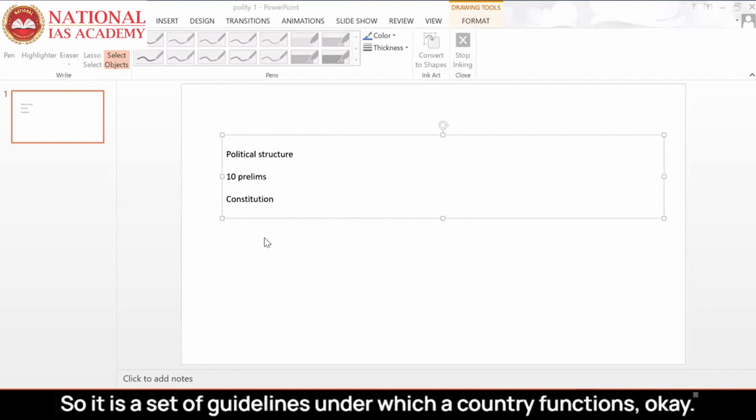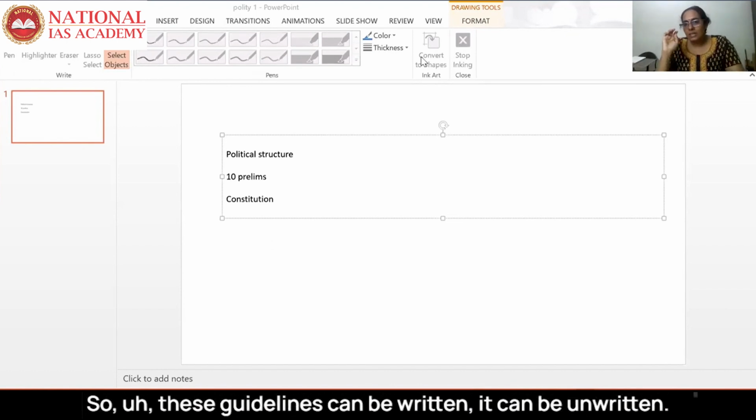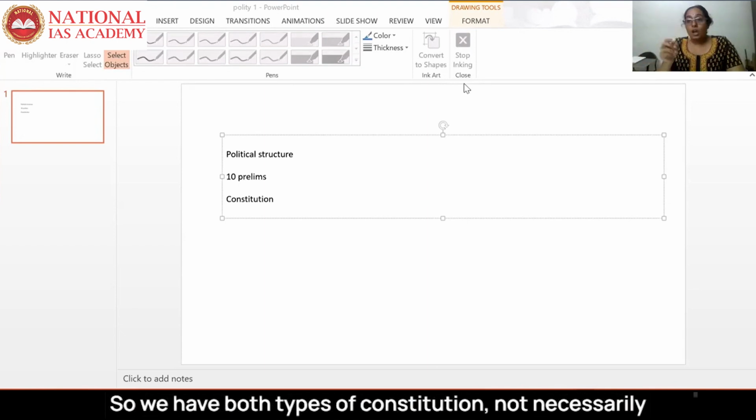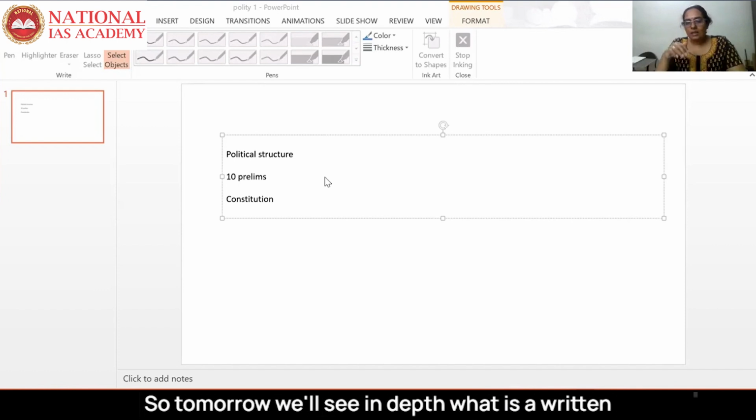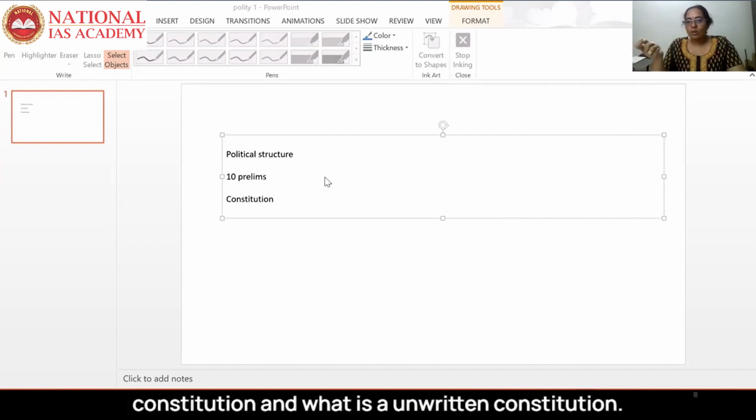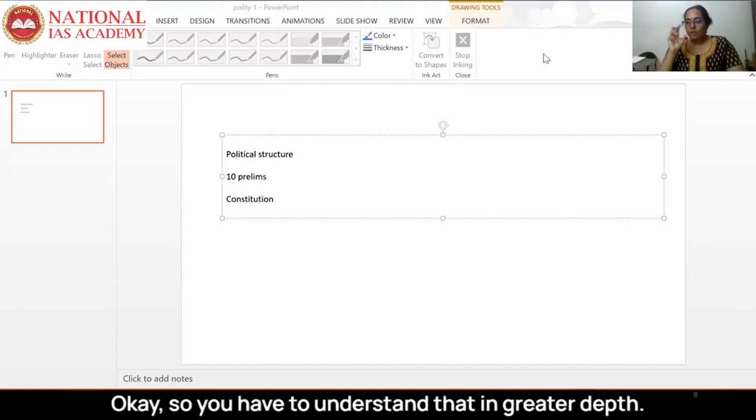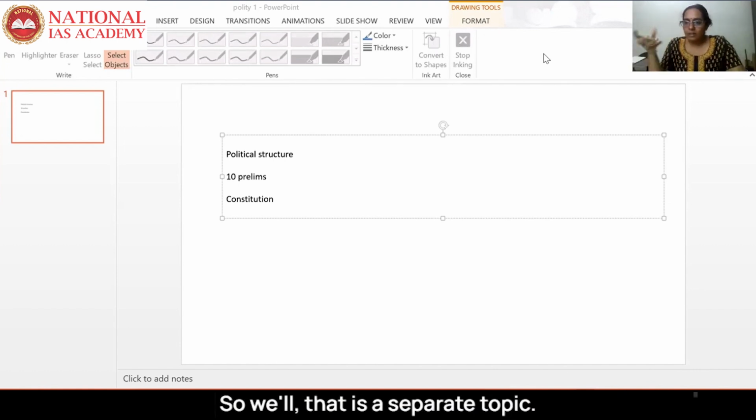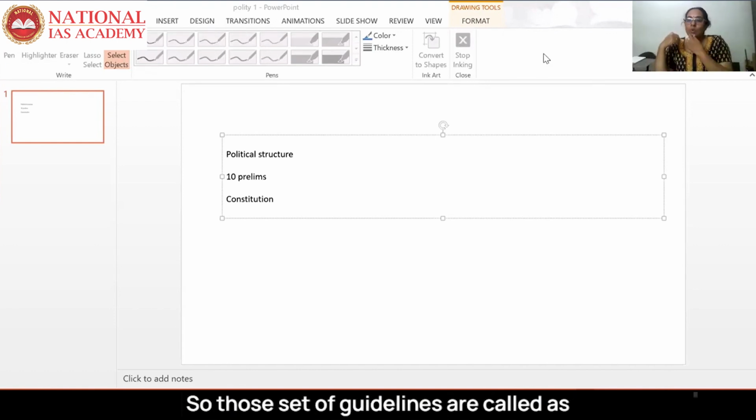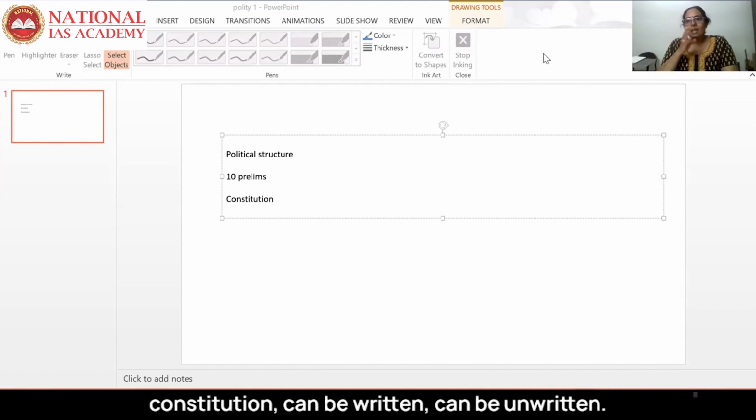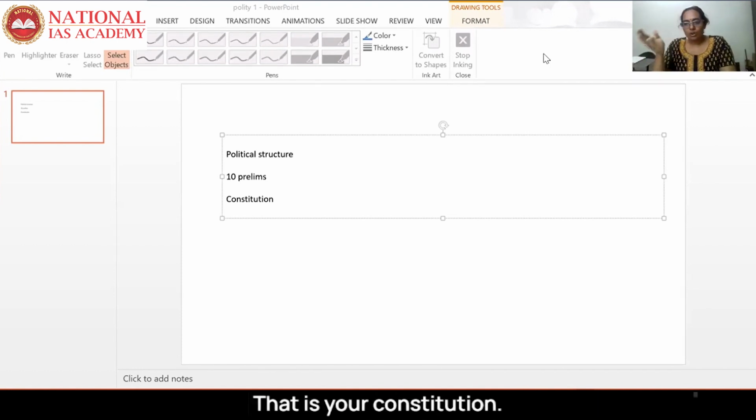So it is a set of guidelines under which a country functions. These guidelines can be written, they can be unwritten. We have both types of constitution. Not necessarily every time it has to be a written constitution. Tomorrow we'll see in depth what is a written constitution and what is an unwritten constitution. That is a separate topic. So you need a set of guidelines to be followed to function. Those set of guidelines are called the constitution, can be written, can be unwritten.